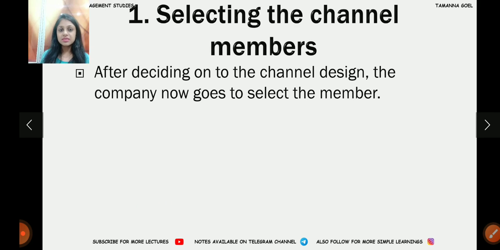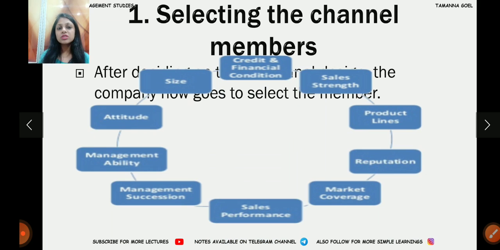So first is selecting. Once the channel design has been decided, the company will go on to finally select the actual people. There are going to be various criteria on the basis of which you are going to select the wholesaler. For example, I decided that in market A, I want 2 wholesalers. Now there might be 10 wholesalers in that market. On what basis am I going to select those 2 wholesalers? So these are the selection criteria. It's a little blurry, but I think it's readable.